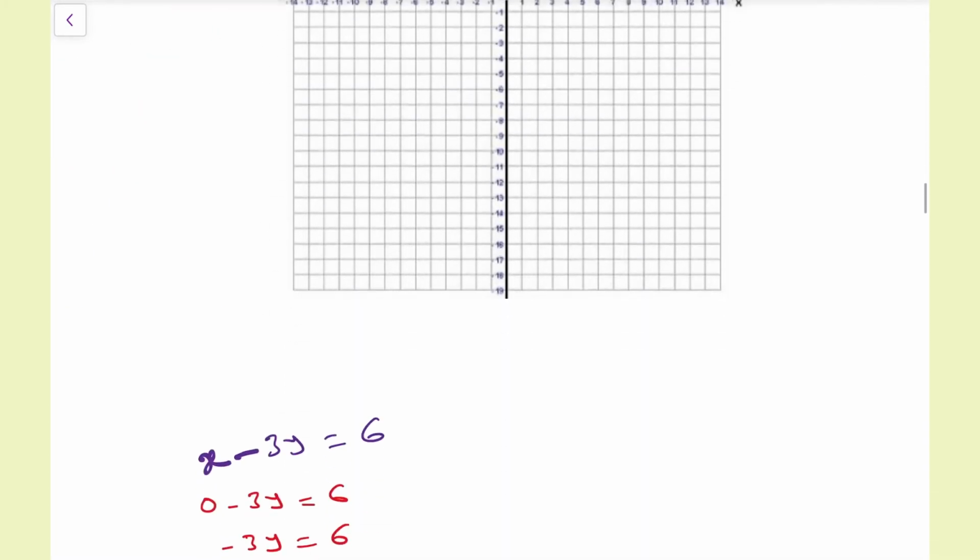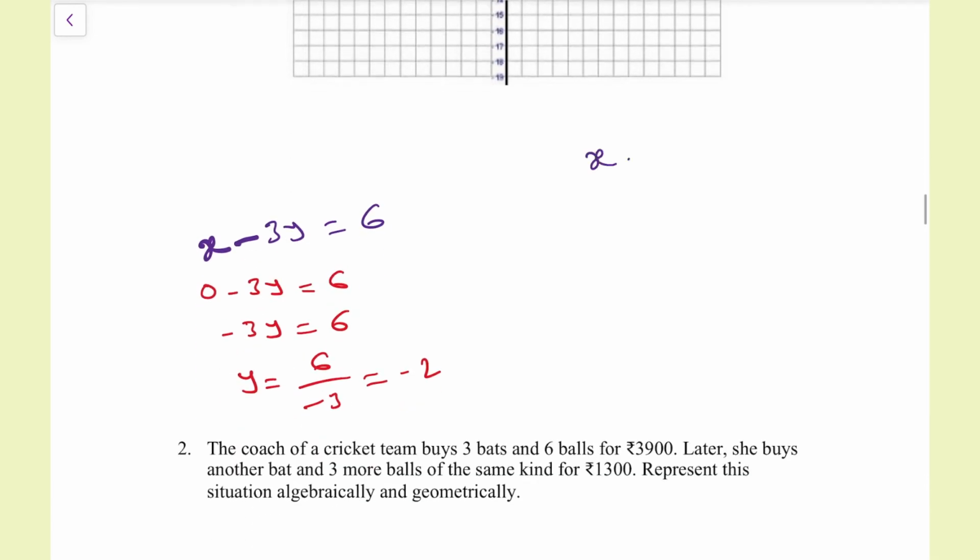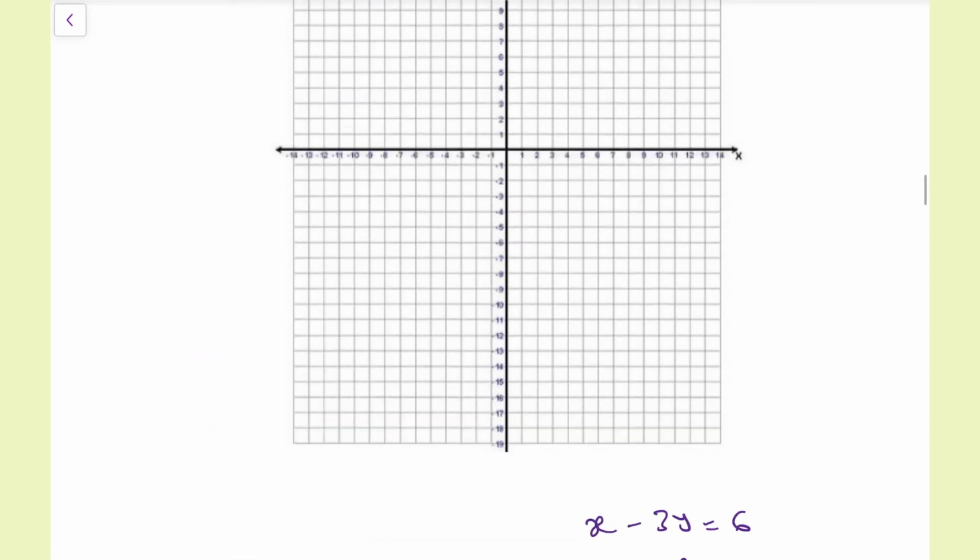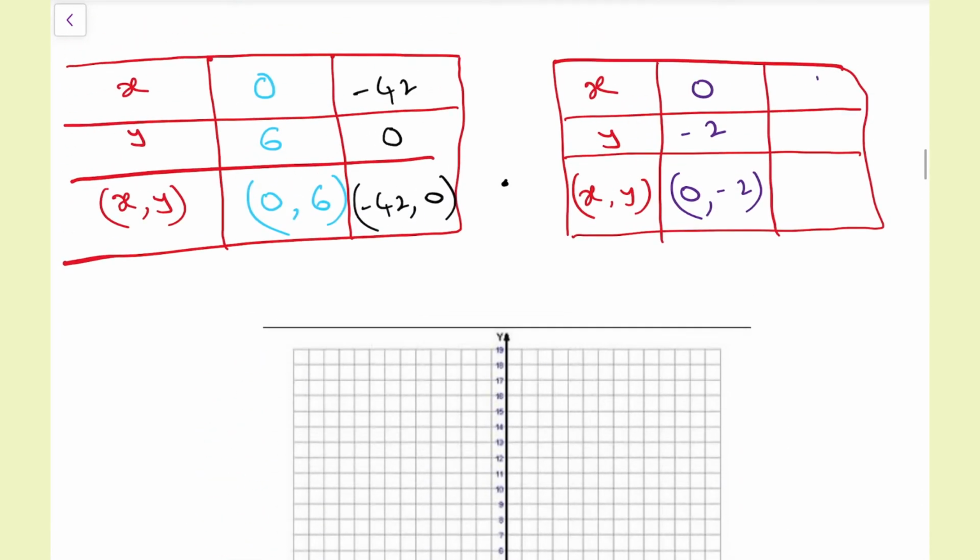Then same equation again, x minus 3y equals 6. x as it is, now in the place of y we need to keep 0. So 3 into 0; x minus 0, anything into 0 is 0, equals 6. 0 is not necessary, so x value is 6. x value is 6 and y I substituted as 0. So our point will be (6, 0).